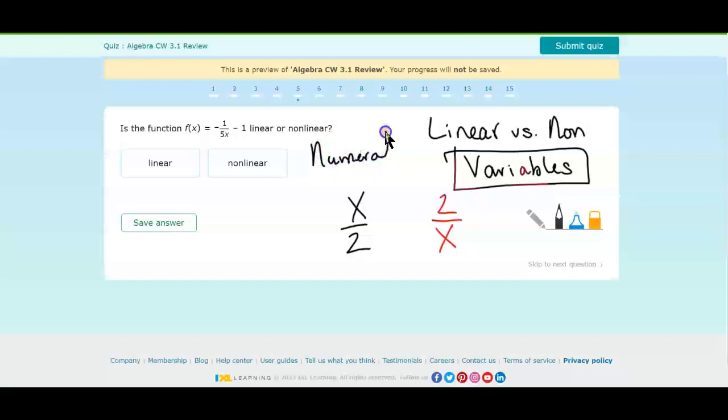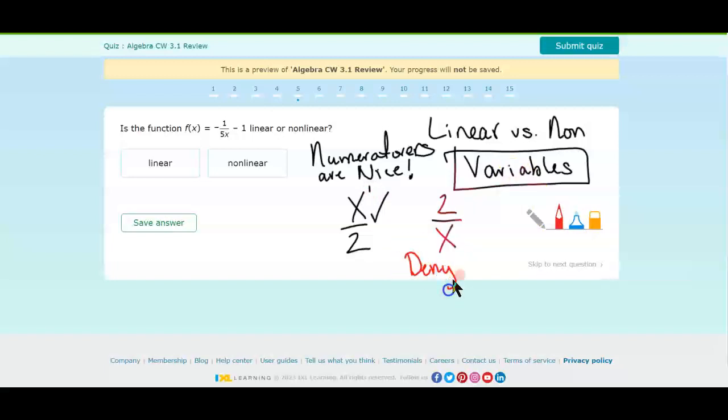Numerators are nice. So this is okay. This is linear. And x in the numerator is okay. That's just x to the 1 power. We're just saying it's half of an x. It's 0.5 of an x. That's okay. That's fine. It's still x to the first power.